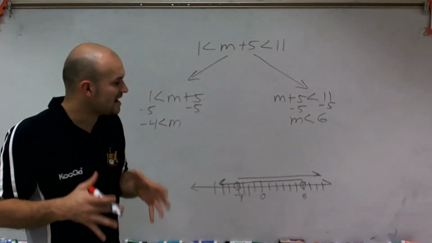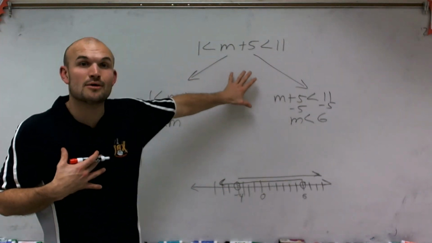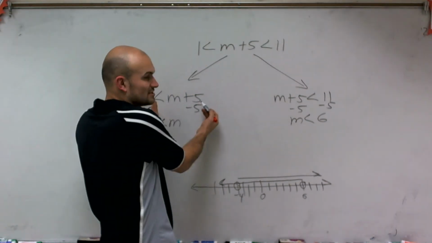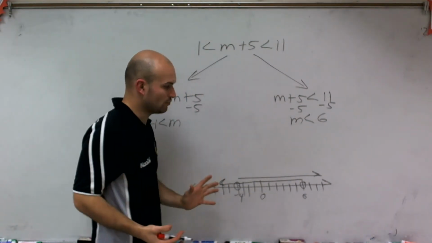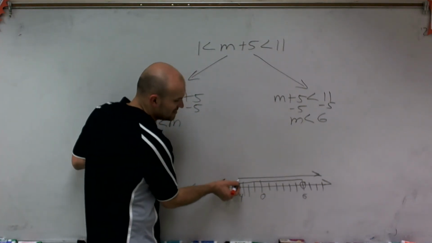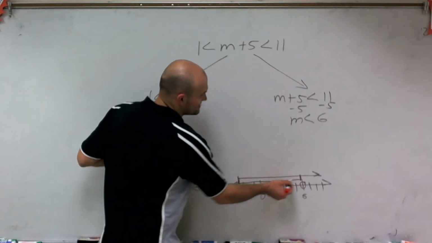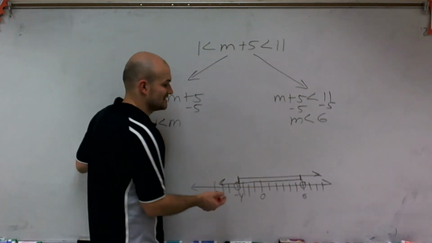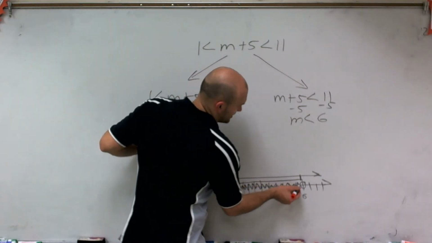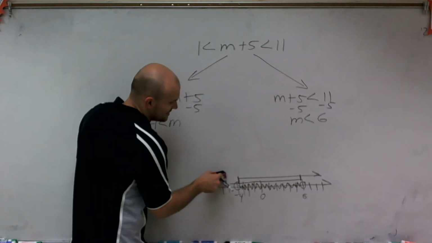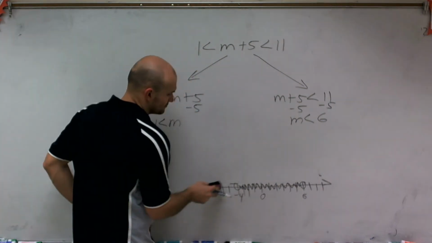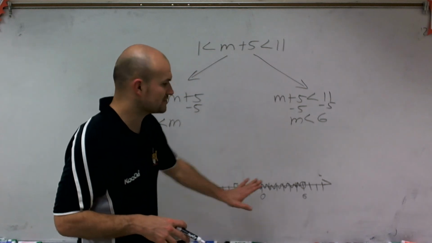Now, this is an "and" compound inequality. We want to look at when this inequality is true for this inequality and for this inequality, so it has to be true for both. What we notice is that only between the values of negative 4 and 6, not including negative 4 and 6, is our inequality true. So that's where my inequality is going to be shaded in. I can eliminate the top inequality parts that I used to help me graph this. So that's going to be my final answer.